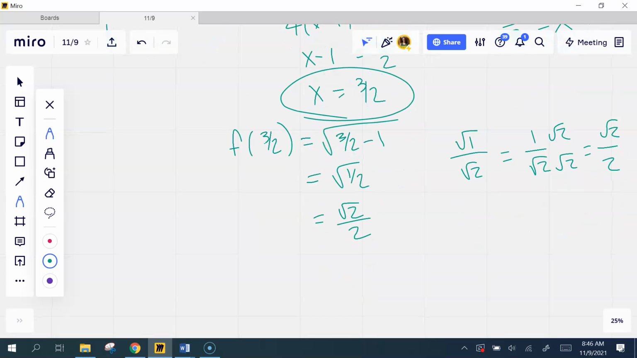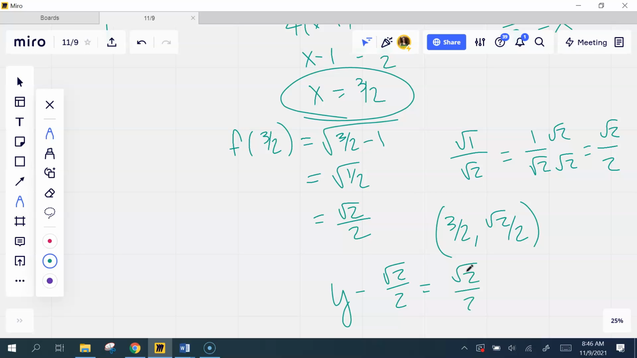So I've got a slope and I've got a point. So 3 over 2, square root of 2 over 2. That's also my slope, isn't it? Is that right? That's the slope and the y? Y minus root 2 over 2 equals the slope. They probably simplified the answer a little more, solved it for y, but that's okay.